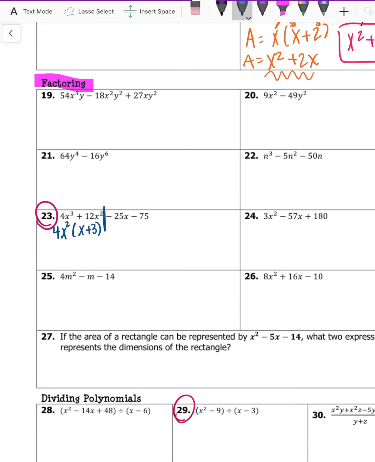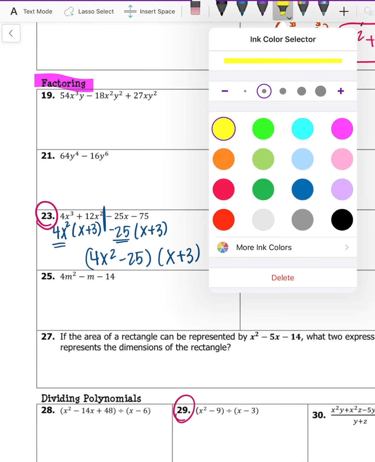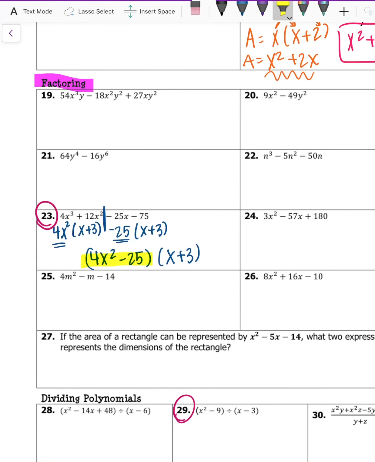And then if I want to go over here to the next side, negative 25 and negative 75 both have a negative 25 in common. And then x plus 3 would be left over. So now I have my groups. So I'm going to have 4x squared minus 25 and x plus 3. Now, you could say, well, we're done here, but there's something I want you to notice here, because look at this 4x squared minus 25. Okay, there's still something very important in there, because I have 2 perfect squares and a subtraction sign there, so I can actually do difference of squares factoring.